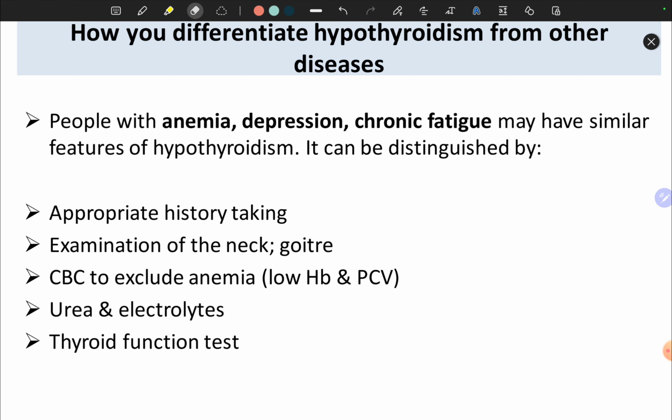Examination of the neck: there may be goiter in cases of hypothyroidism, or they may not have goiter at all. Complete blood count to exclude anemia. Laboratory: CBC, HbA1c, cholesterol, normal. If low, it means anemia is a possible cause, although anemia is a common association with hypothyroidism. Urea and electrolytes, kidney function. Thyroid function test usually confirms hypothyroidism.